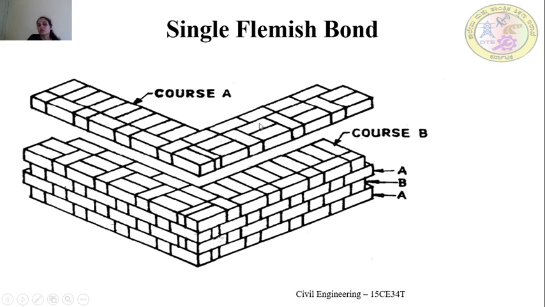So single Flemish bond means from the back, alternate header, alternate stretcher, and header can be seen in each course. But from the front view, in course A you can observe header, stretcher, alternate header and stretcher placed in each course, and again in course B, alternate stretcher and header, stretcher, header can be seen.